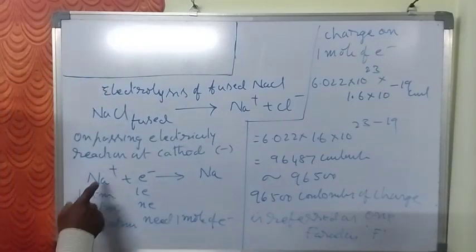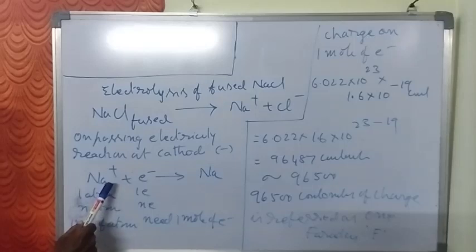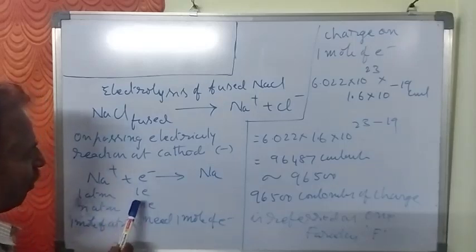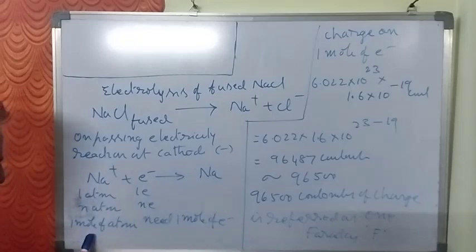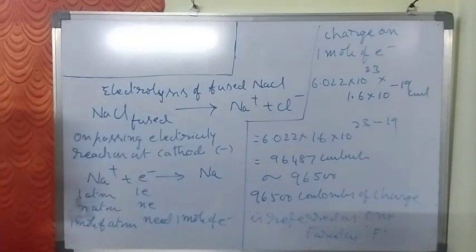Now, as the charge on 1 sodium ion is +1, it needs 1 Faraday to liberate 1 mole of substance. 1 mole of atoms is nothing but the molar mass. To liberate 1 mole of substance, we need 1 Faraday of charge, since the charge on the ion is 1 unit.